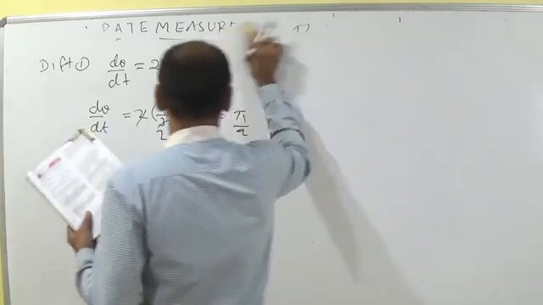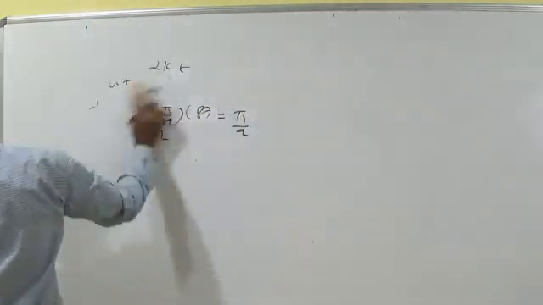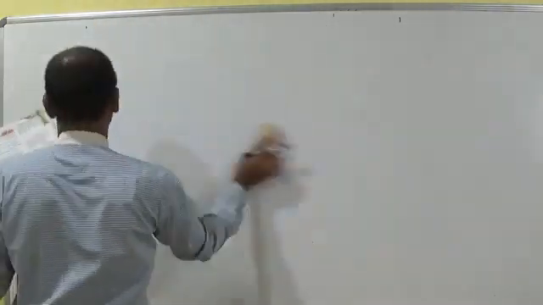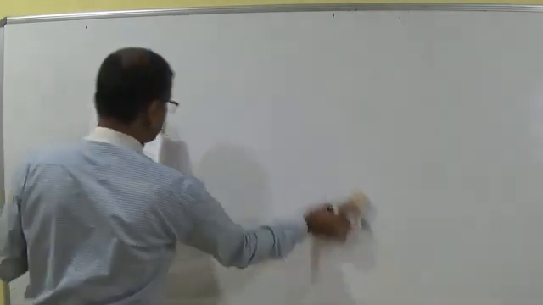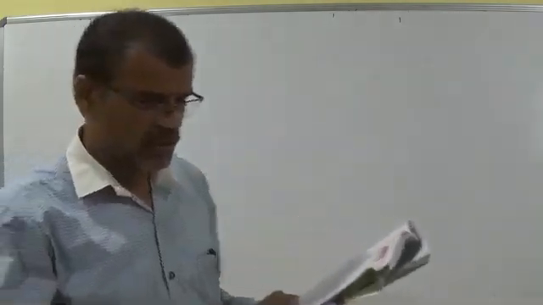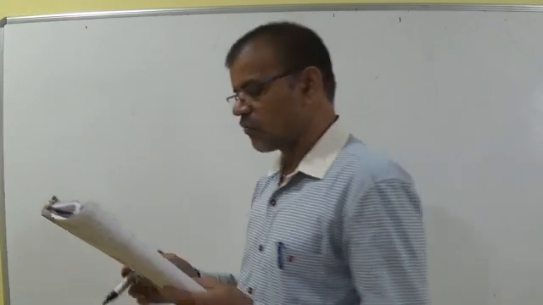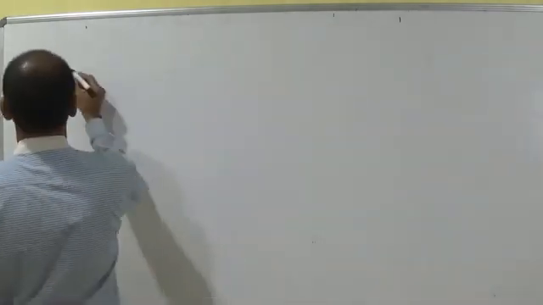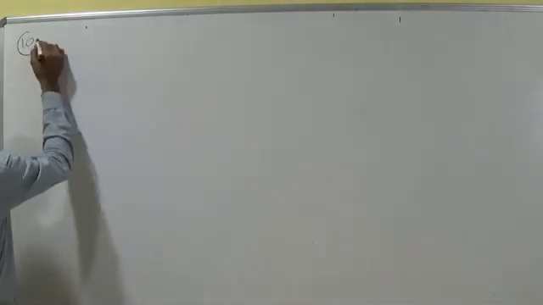9th question completed. 10th question, a conical vessel of height. This is also an important bit. This is a mains question. A conical vessel of height 10 meters and radius 5 meters.